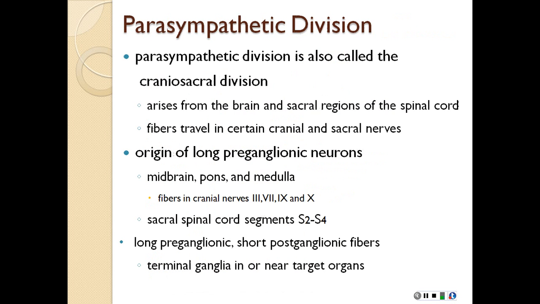Now, what about the parasympathetic division? How is it different? The parasympathetic division is not called thoracolumbar, but it's called craniosacral. Why is it called craniosacral? Because their preganglionic neurons originate in either cranial nerves or the sacral region of the spinal cord. Okay? And the cranial nerves that carry these fibers are cranial nerves 3, 7, 9, and 10.